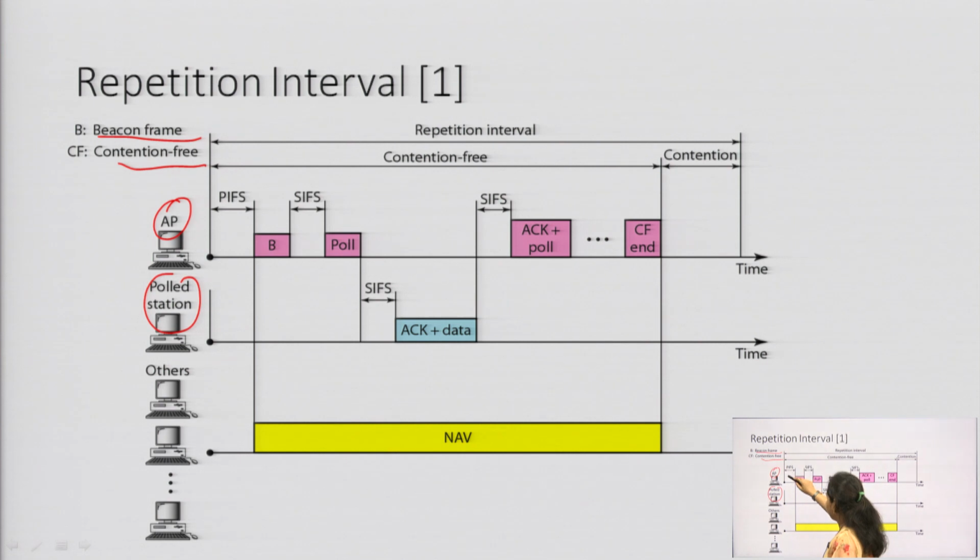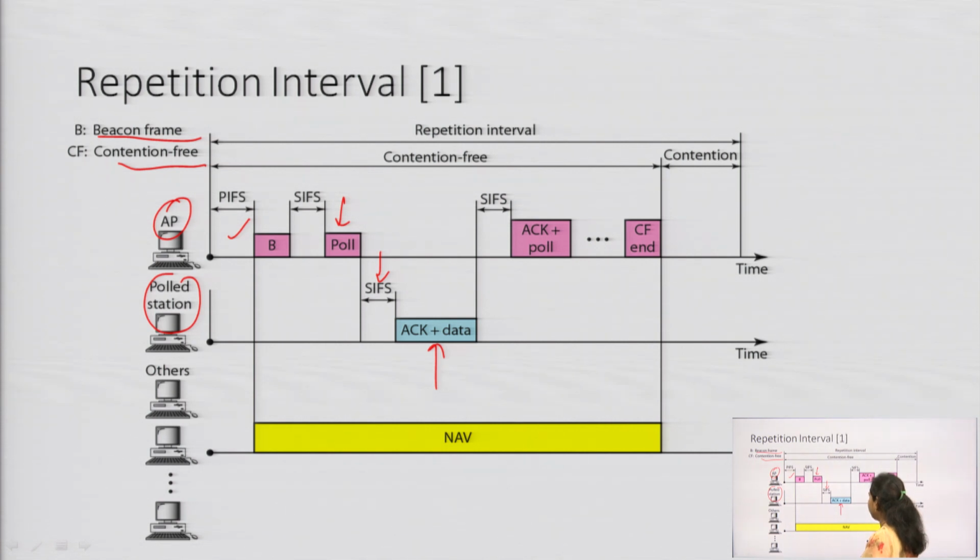First, it has to wait the PIFS time, then another station will transmit the data, then again wait for the SIFS time, then the access point will poll the transmission. What is polling? Polling means it is going to ask whether you have data to send or not. If it has data, then the connection will be established and it will transmit the data. If there is no data, then it will definitely not transmit. Then a SIFS time duration follows, then acknowledgement plus data will be transmitted.